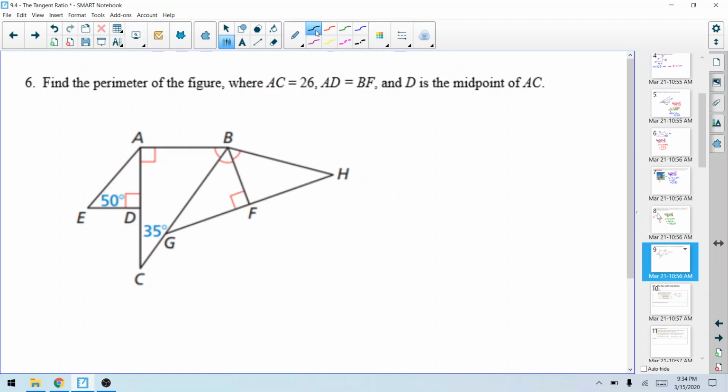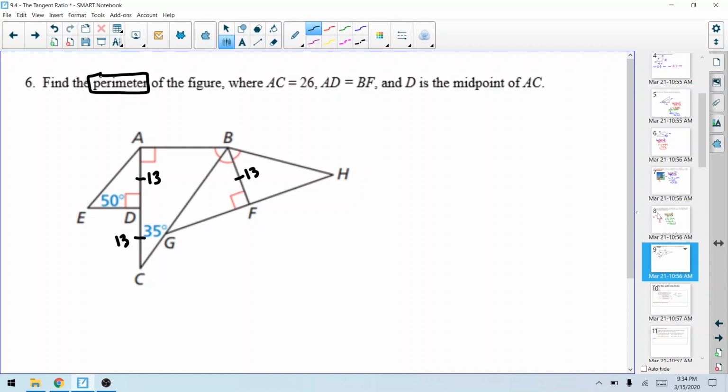So I'm going to start making some marks here. AD equals BF, and D is the midpoint of AC, which means that's going to be the same. And if the whole thing is 26, then I know that this is going to be 13. I know this is going to be 13, and I know this is going to be 13. And we have to find the perimeter of the whole thing, which is the distance around the outside.